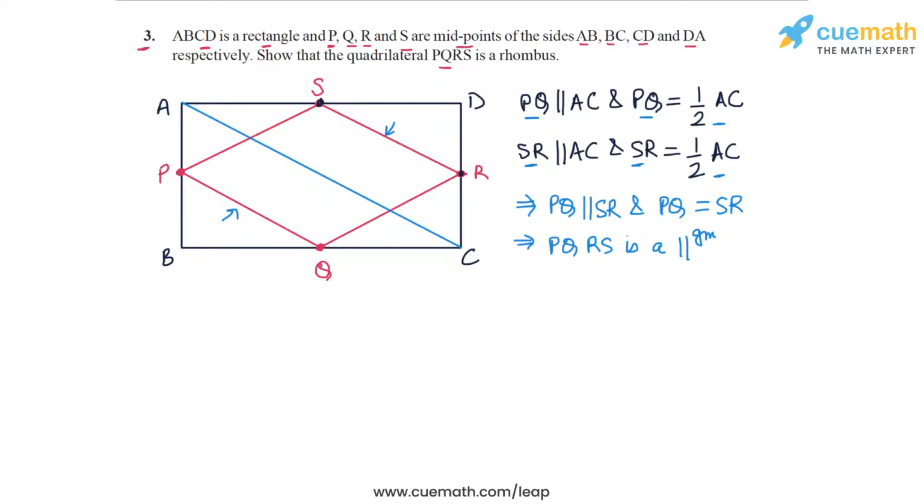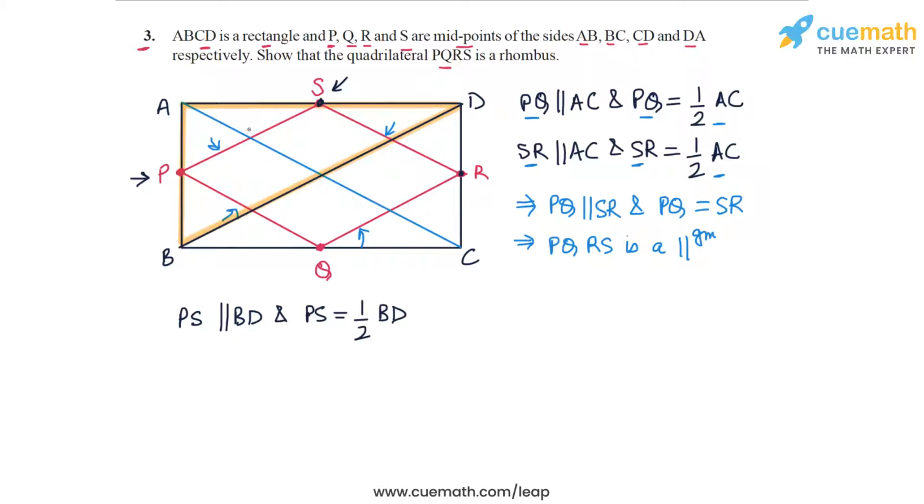Now all we need to show is that the adjacent sides of this parallelogram are equal, and that will mean that PQRS is also a rhombus. To prove that, let's draw the other diagonal, BD, also. Now I want you to think about the relationship of the other two sides of PQRS with BD. So think about the relationship of PS with BD and QR with BD. Let's think about PS with BD. To do that, we will apply the midpoint theorem to triangle ABD, the triangle that I am highlighting now. In this triangle, P is the midpoint of AB and S is the midpoint of AD. So by the midpoint theorem, we have PS is parallel to BD and equal to half of BD. So PS is equal to half of BD.